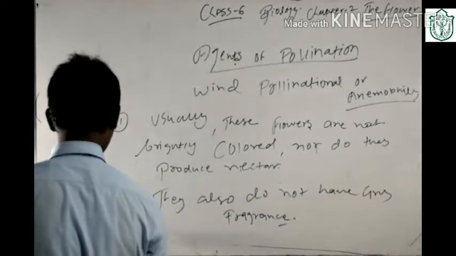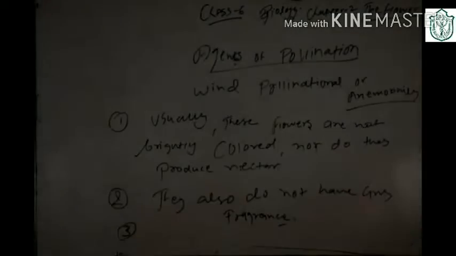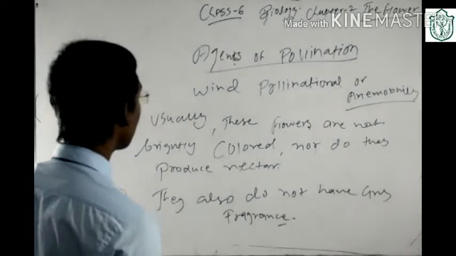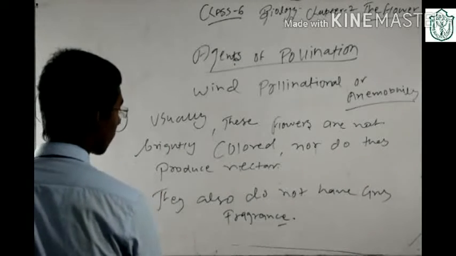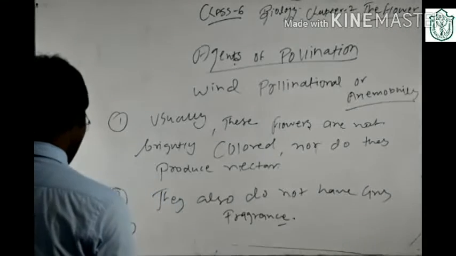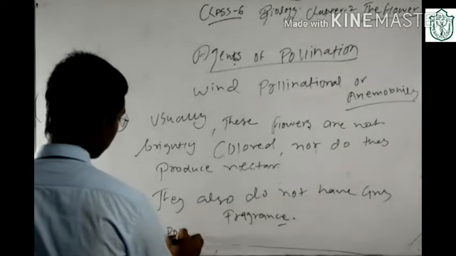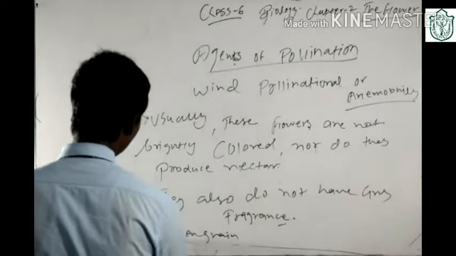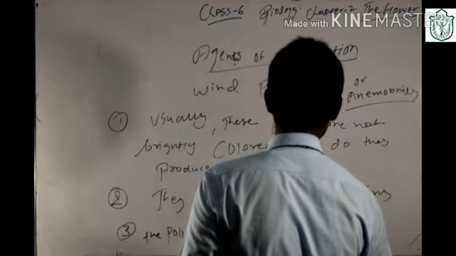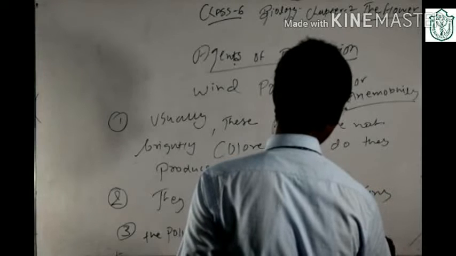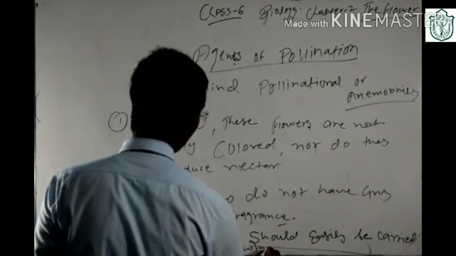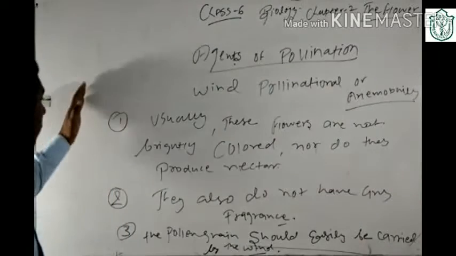And number third, the pollen grain of a flower to get pollinated by wind pollination should easily be carried by the wind. So, a flower has three characteristics like this.